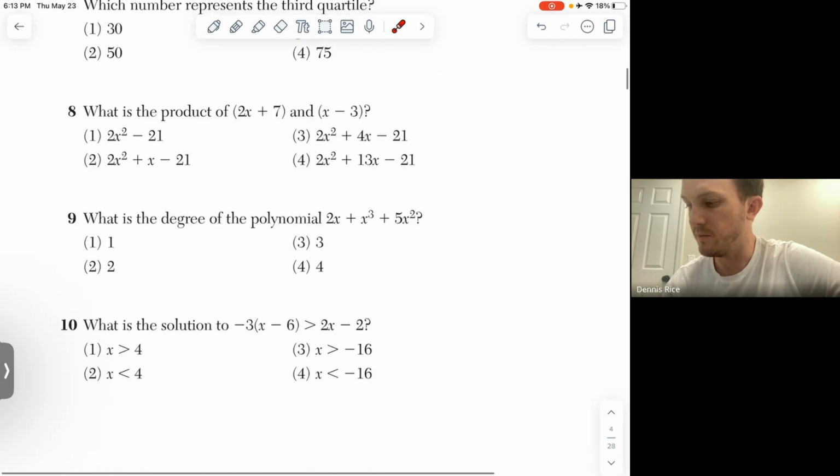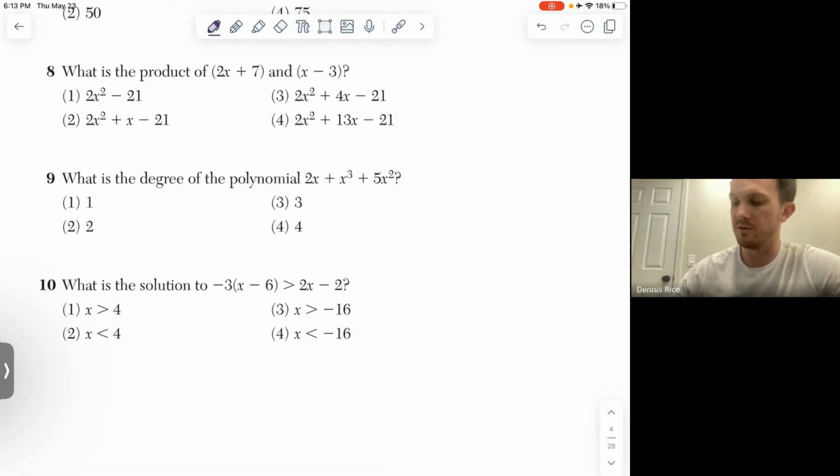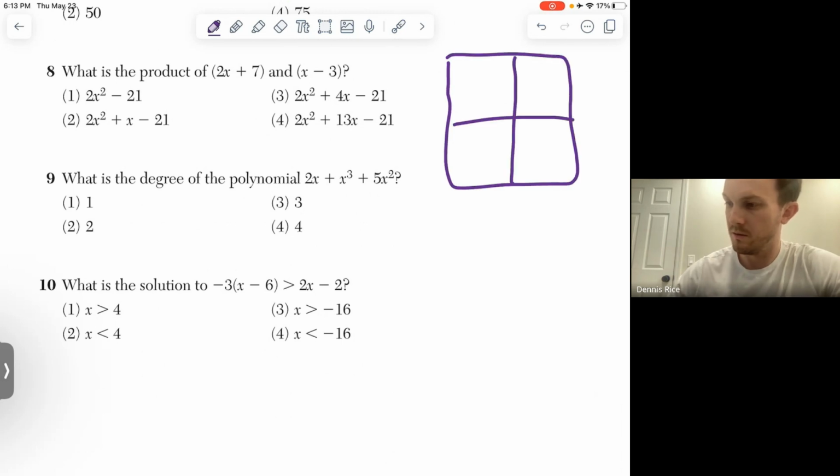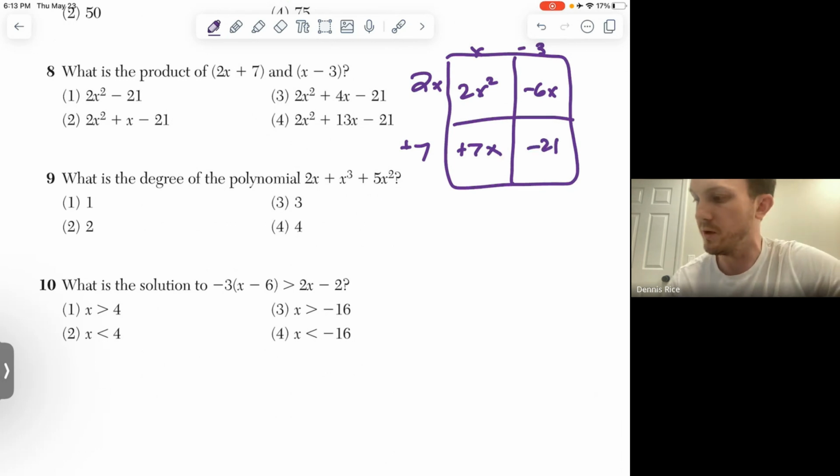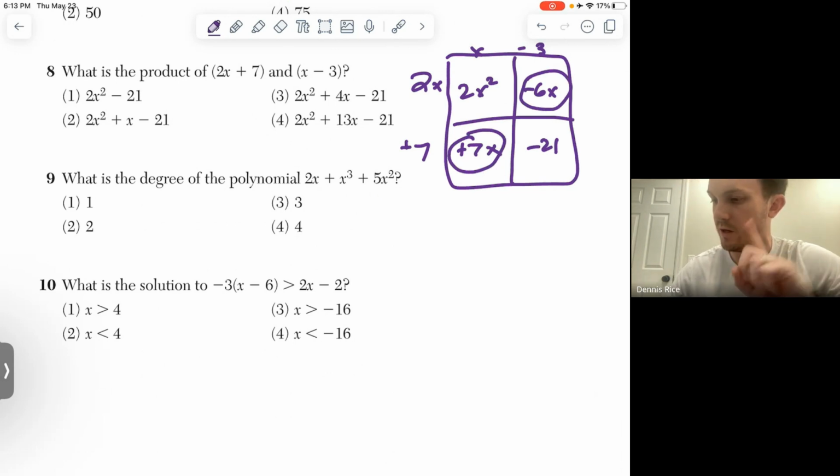Okay, we have a box method question. Box method, draw your little 2x2. You know what? I don't usually do it, but I'll do it here. We have 2x squared, we have negative 6x, we have plus 7x, and then we have minus 21. So we have 2x squared, 7 minus 6 for our x's, our like terms, will give us just 1x, and then the minus 21, choice 2. Worst case, you don't want to try to flex and do it in your head, so draw the little 2x2 grid.